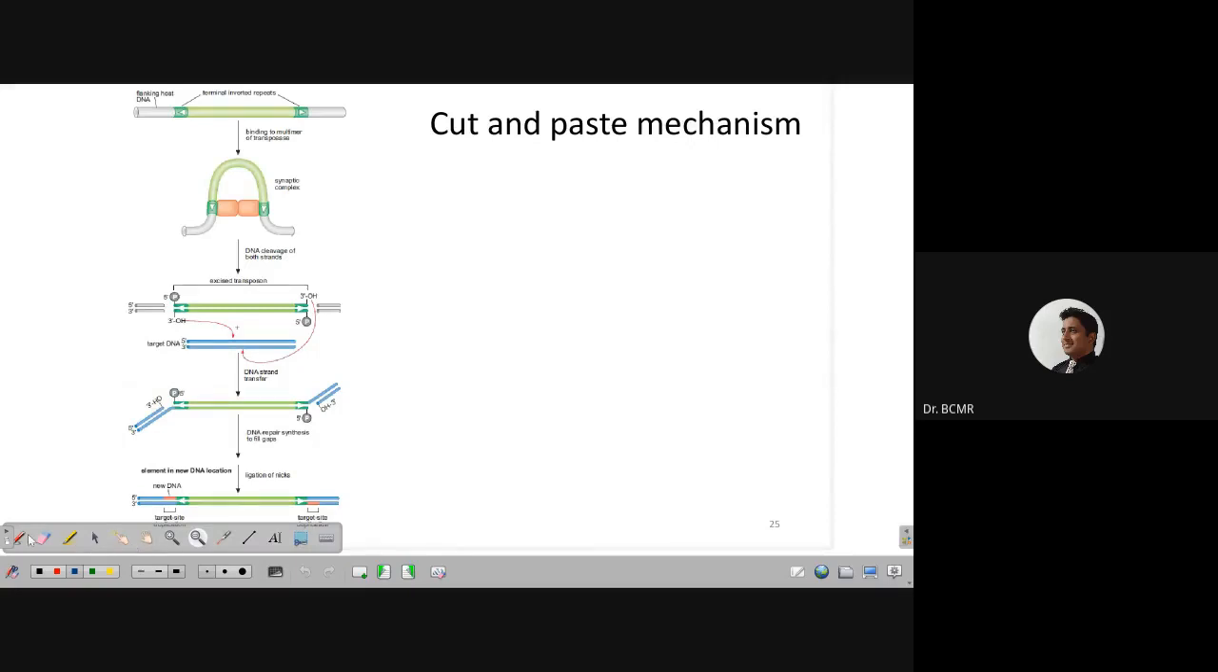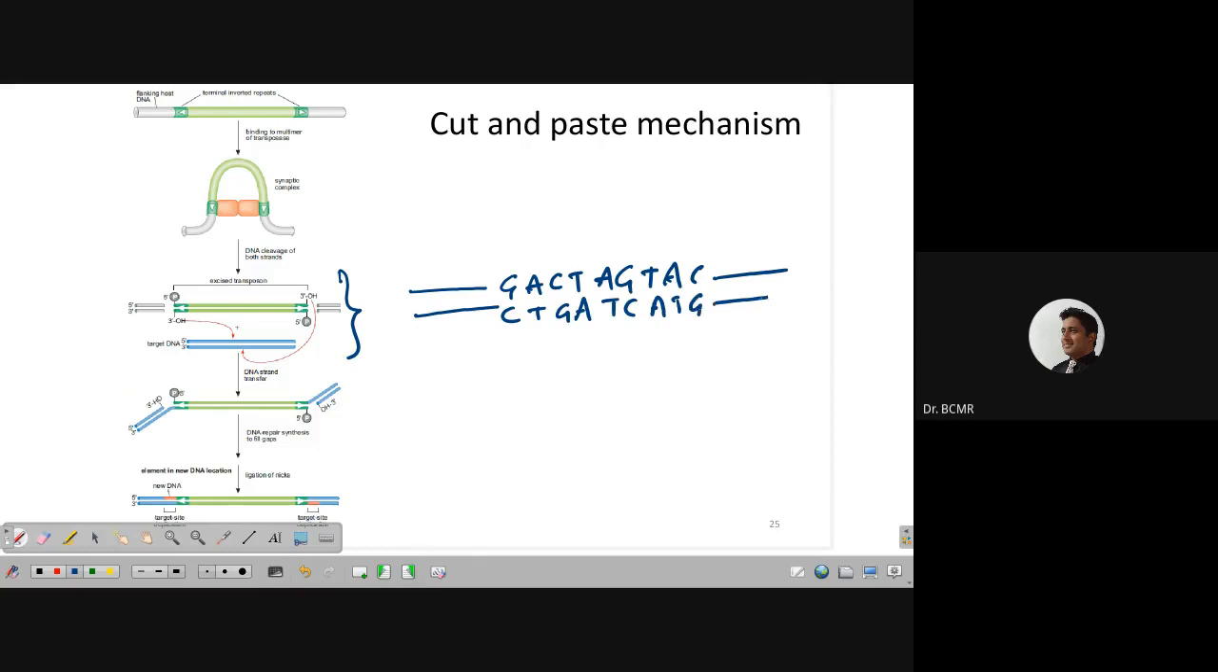So let's try to write it. First thing is I will take a sequence. I assume that I'm talking about this step. I will write a target sequence: GACTAGTAC. And so the complementary strand is CTGATCATG. Now transposase is coming with this DNA molecule. What it does is it will break the DNA somewhere here. Assume that it makes a break in this location like this.